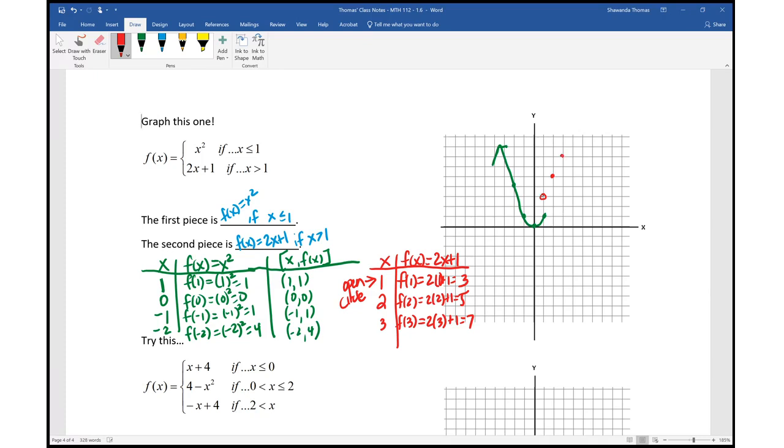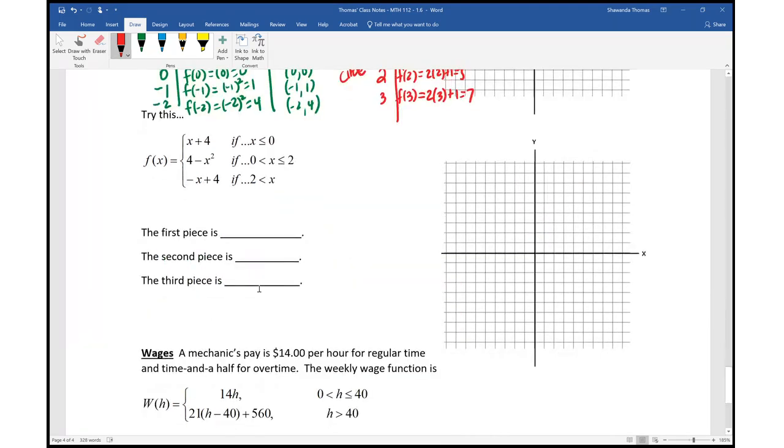All right, so we have a line going in this direction. So we have a piece of a line in red and a piece of a parabola in green. All right, let's go to the next one. There are 3 pieces. What type of function is x plus 4? What type of piece is that piece? Okay, that piece is linear.